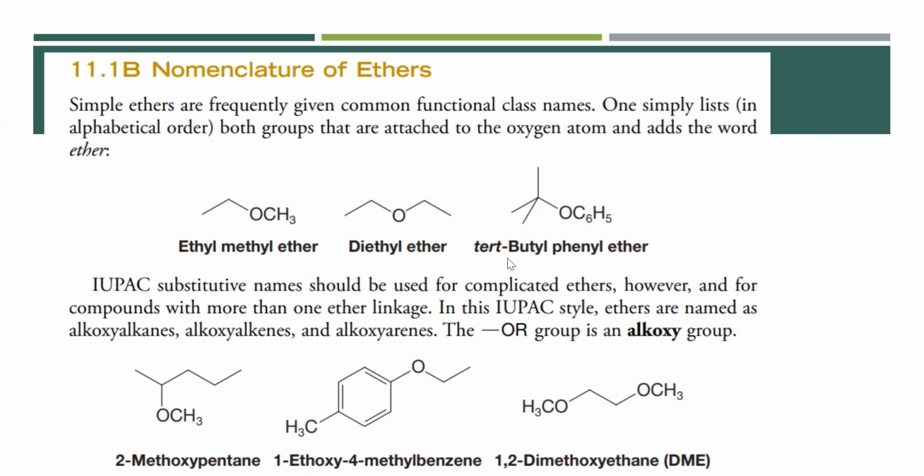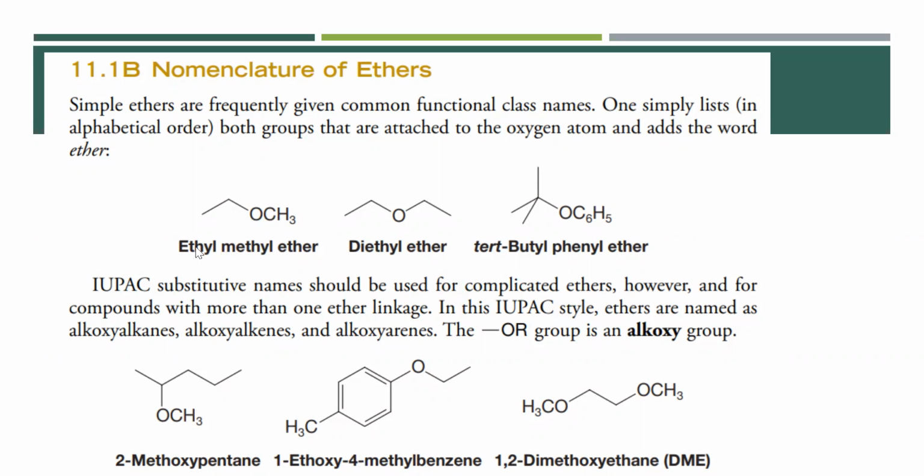For ethers, simple ethers are frequently given common functional class names. So for example, there's a list for that. There's a lot of common names for our ethers. You have your ethyl methyl ether. So how do you say this? You just have to identify the alkyl groups attached to your oxygen. So there are 2 alkyl groups attached to oxygen. Oxygen is bonded to carbon on both sides. So you have your ethyl here and your methyl.